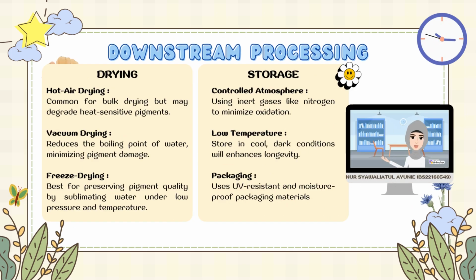Drying and storage are crucial steps in preserving the quality and stability of biocolorants after extraction. Drying involves removing moisture to convert the pigments into a stable and usable form. Common methods include hot air drying, which is suitable for bulk drying but may degrade heat-sensitive pigments. Vacuum drying is a gentler method that reduces the boiling point of water and will minimize pigment damage.